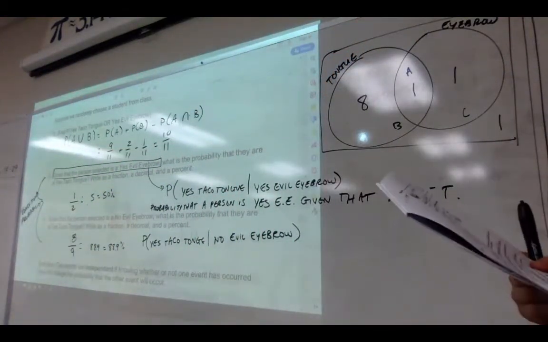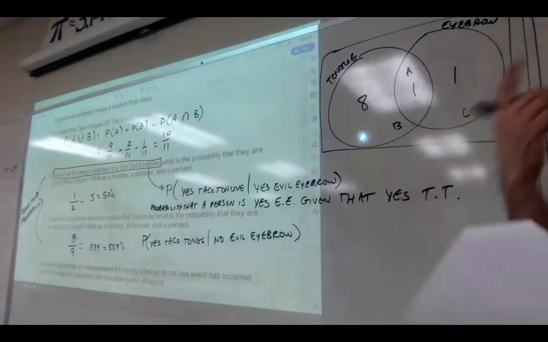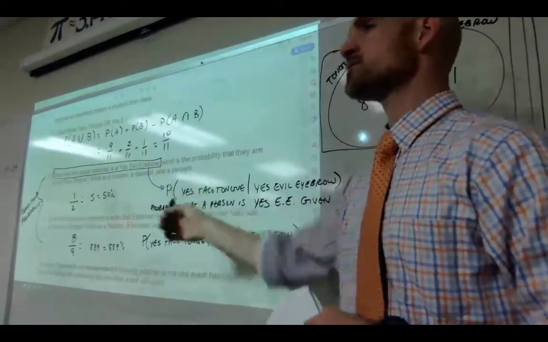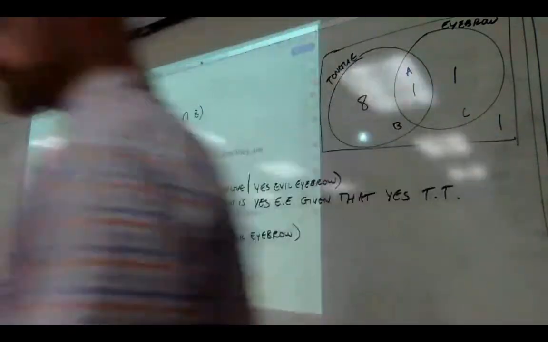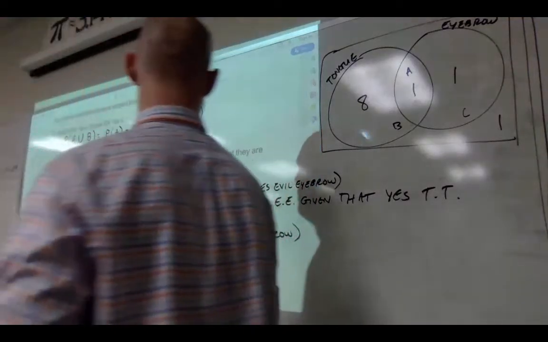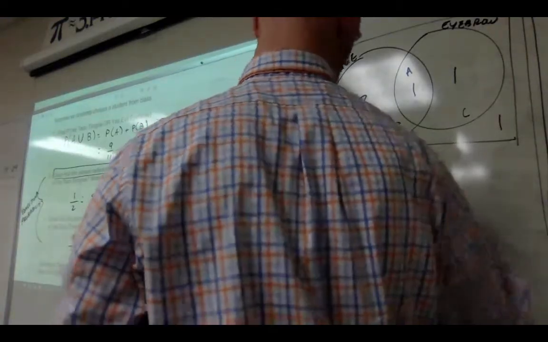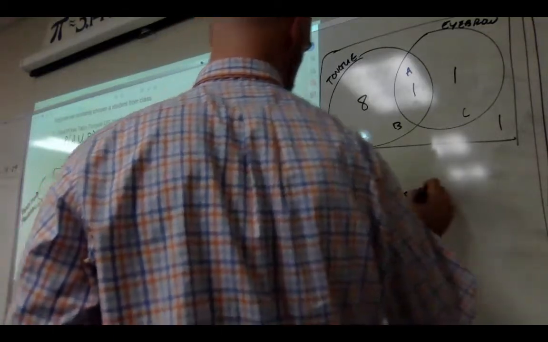Here's what I got. The given that goes after the bar. So given that the person is no evil eyebrow, what's the probability of yes taco tongue? After the bar goes the given that. Wait, so the probability of the person is yes, you are given that yes, taco tongue? Isn't the given that it's evil eyebrow? Sorry, I wrote that backwards. Taco tongue. Switch this. I'm sorry.